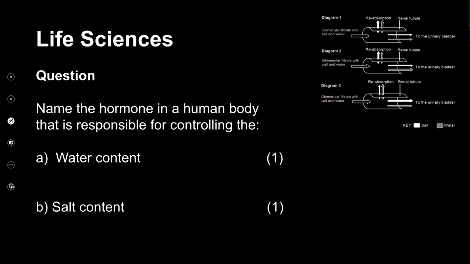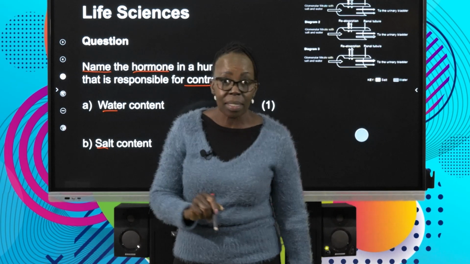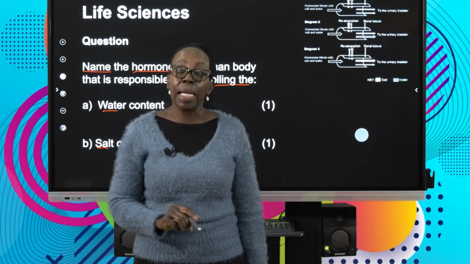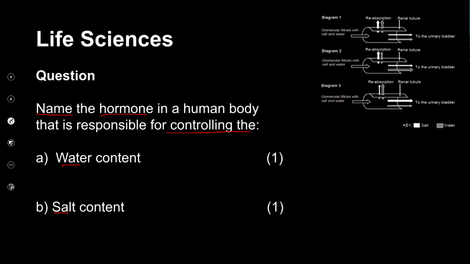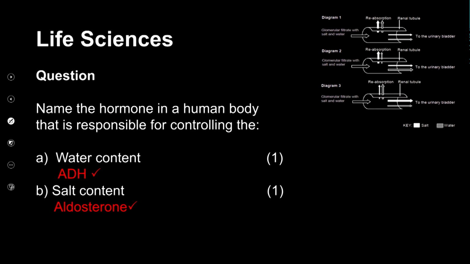Then let's read the question. Question number 1 here says, name the hormone that is responsible for controlling water and salt. Guys, it's key to underline the key words, and it's key to understand what you are required to do in a question. It's only 1 mark for each because we're just naming. This is the simple type of question. So we're just naming the hormones that are responsible for water content and salt content. Then, what are those hormones? ADH for water content and aldosterone for salt content.